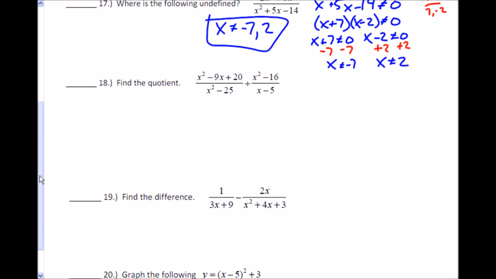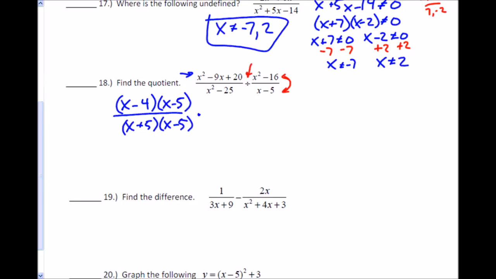So this one says to find the quotient. Remember, to find the quotient, what we do is we change this to multiplying by the reciprocal. So I'm going to flip this guy and change this to a multiplication symbol. I'm also going to factor everything. This first numerator I can factor. I build a bridge. That's just going to factor into an x minus 4 and an x minus 5. That first denominator is a difference of squares, which factors into an x plus 5 and an x minus 5.